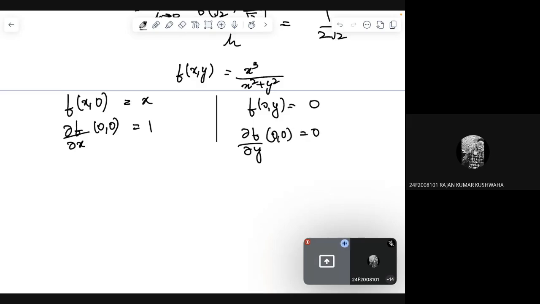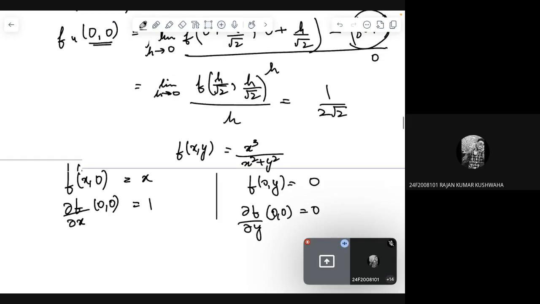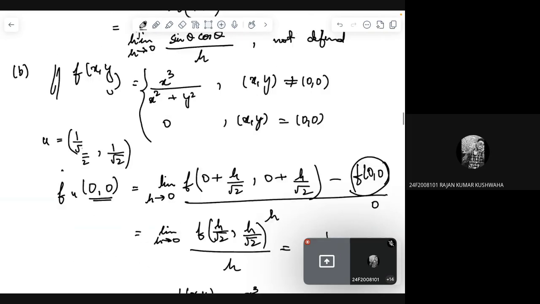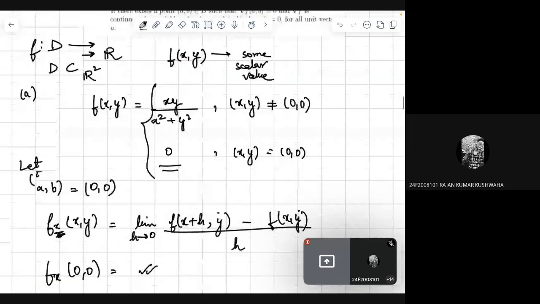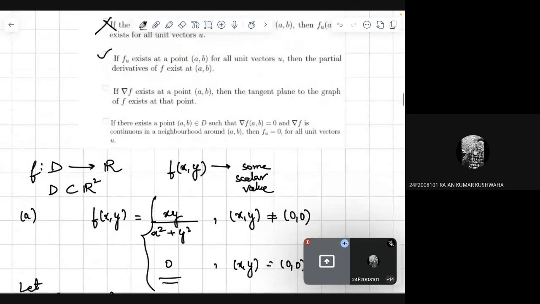So what did we see? We saw that when a function has a directional derivative existing in every direction, then its partial derivative also exists. This is just shown by example. Okay, now the third one.